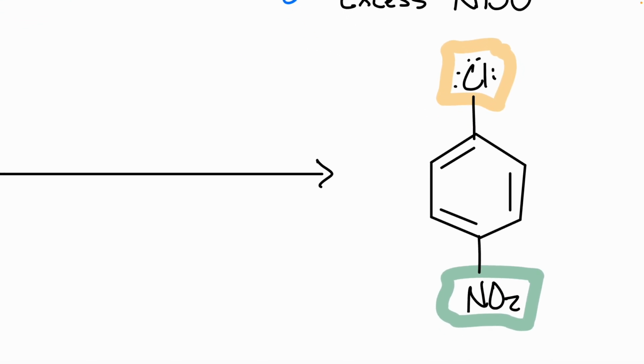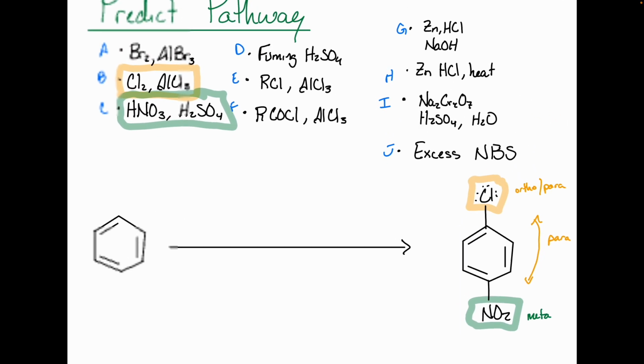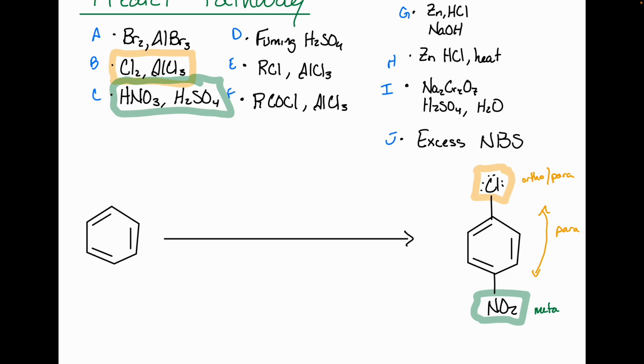Well, if I look at my product here, these are para to one another. My nitro group is a meta director. My chloro group is an ortho-para director. So which one am I going to do first? Yeah, that ortho-para directing chlorination reaction, followed by my nitration reaction.